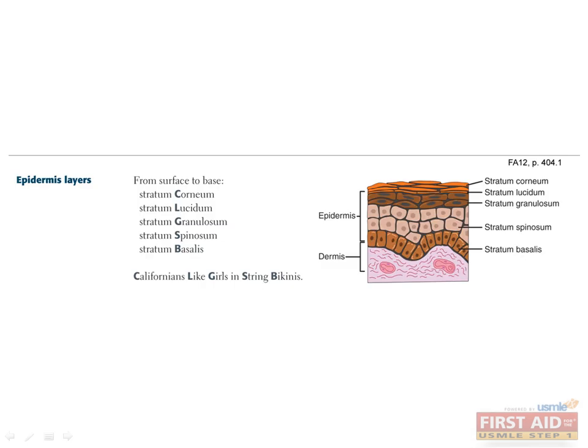To begin, we have the skin, the largest organ in the human body. It is made up of 5 layers as pictured: stratum corneum, stratum lucidum, stratum granulosum, stratum spinosum, and the stratum basalis. You can remember this fact with the mnemonic "Californians like girls in string bikinis."